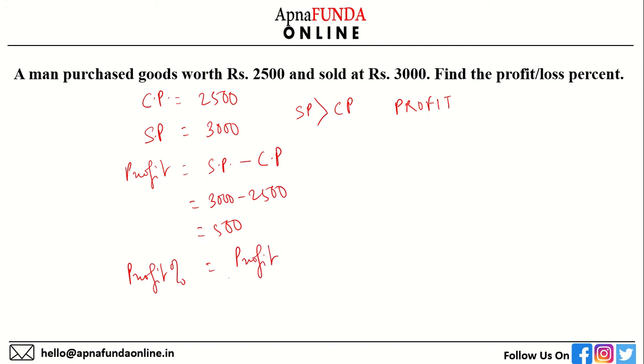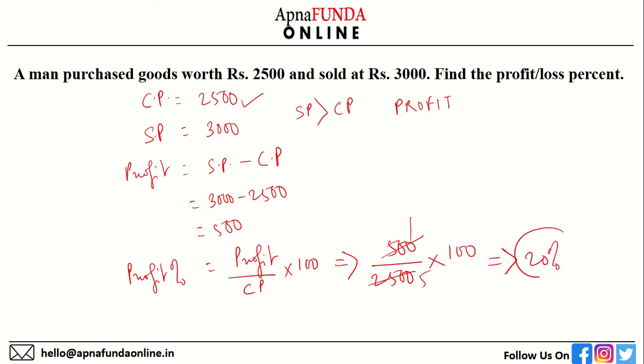Profit percent, I hope you know this formula. It is profit by cost price into 100. Profit percent is always calculated on the cost price. So profit is 500 divided by cost price of 2500 into 100. 20% is the profit, and this is my answer. I hope you know all these formulas. You know that when selling price is greater than cost price, it is a situation of profit, and this is the profit percent formula.